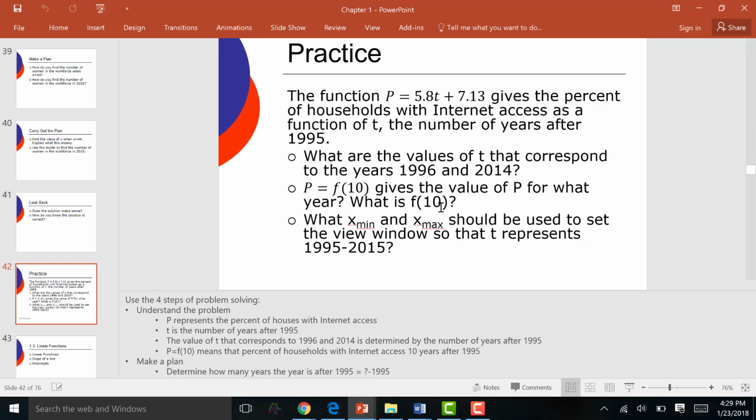Okay. So, what's the window need to be in Desmos for you to see from 1995 to 2015? 0 to 20. They don't want you just to type 1995 on one end of the screen and 2015 on the other end. They want you to use the T values.